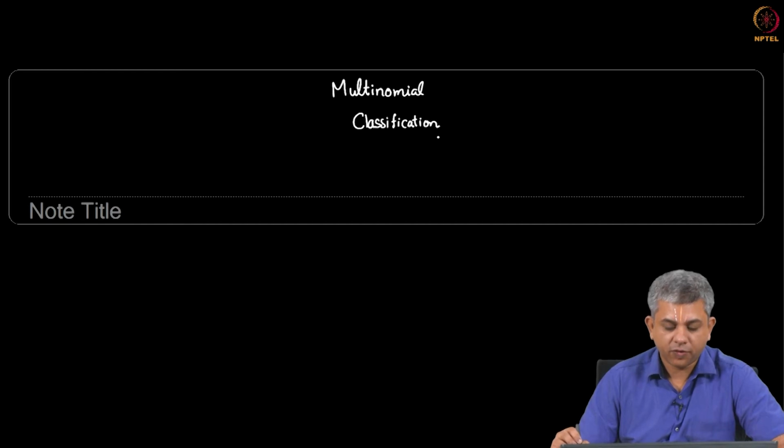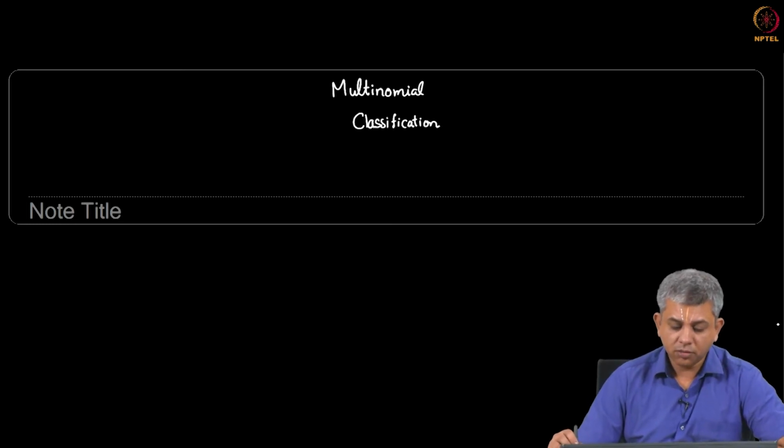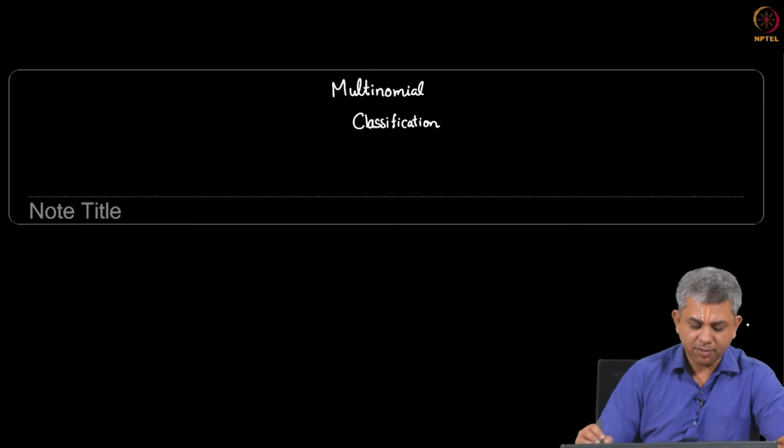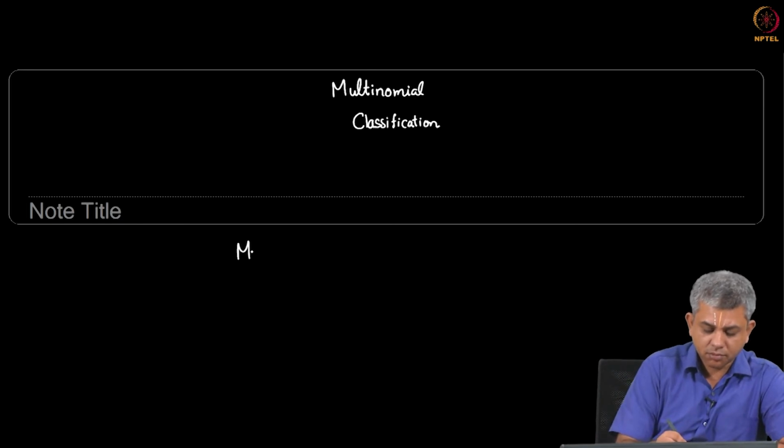In this video, we will be extending our binary classification, which we did using logistic regression, into the general problem of multinomial classification. Multinomial classification is simply the case when you have more than one class, more than two classes.